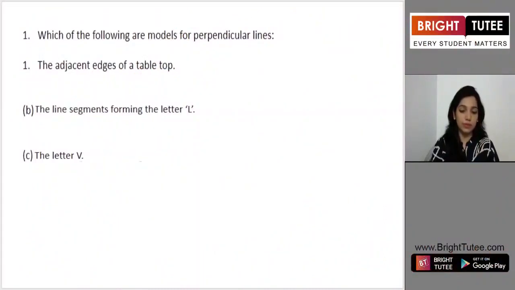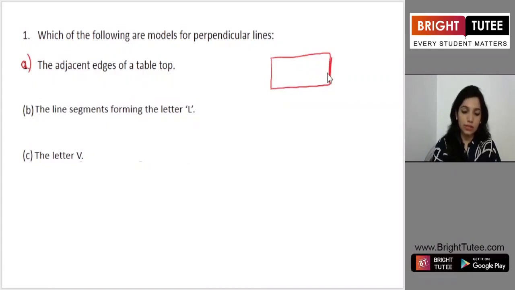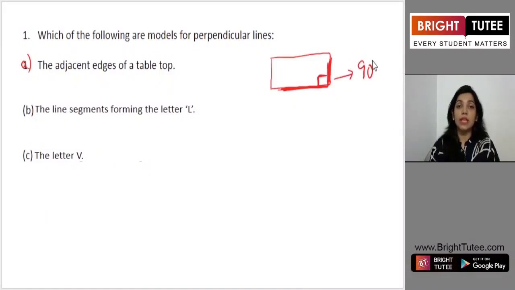Let us try some questions. Here, let's read which of the following are models of perpendicular lines. Starting with the A part, the adjacent edges of a tabletop. If you notice, your tabletop probably must be in the shape of a rectangle. So the adjacent edges we see, here this and this, these are the adjacent edges, right? Do you see which particular angle they are forming in between? They are forming a right angle which measures 90 degrees. Therefore, we can say that yes, the adjacent edges of a tabletop do model perpendicular lines. So let's put a tick over here.